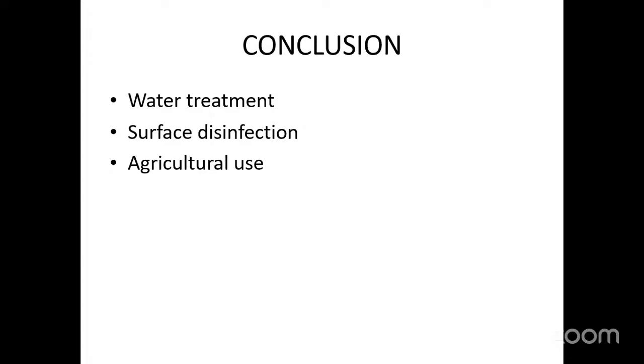What can this be used for? From this study, we can see that the zinc modified biochar can be used for water treatment. It can also be used for surface disinfection, and it can also be used for agricultural purposes.